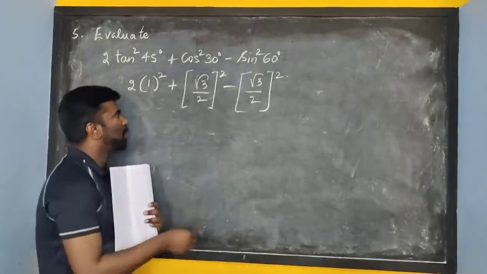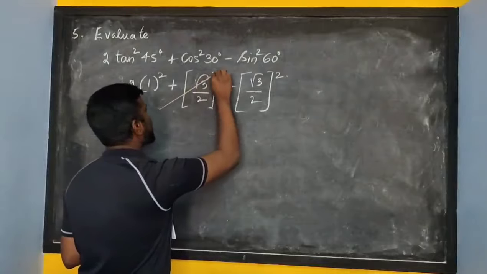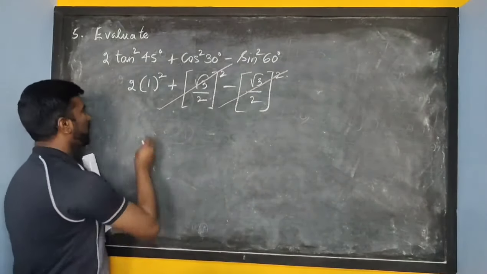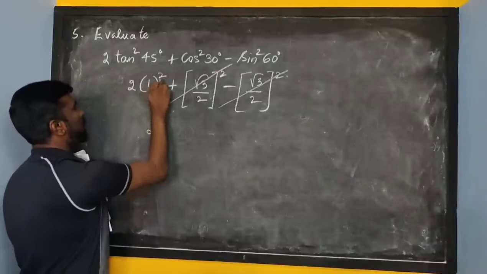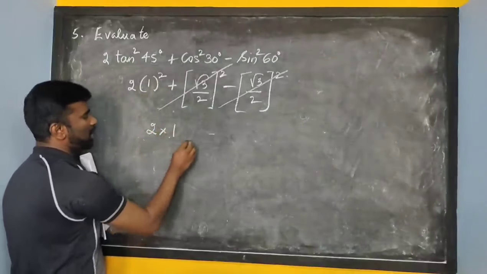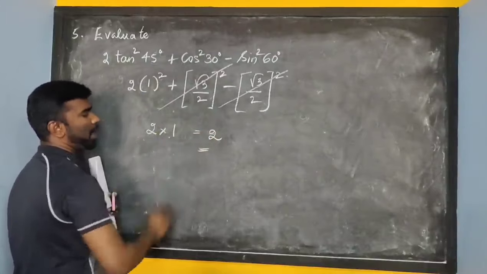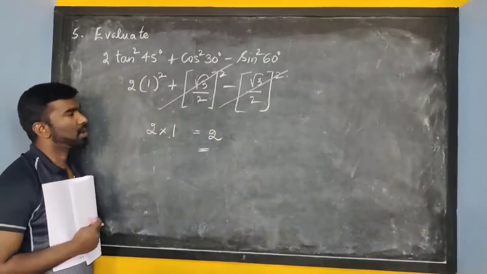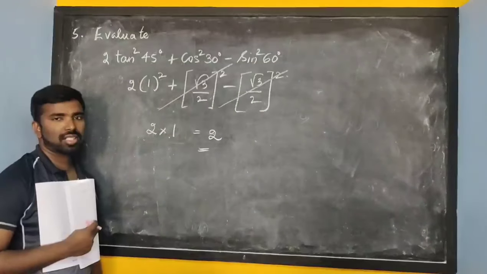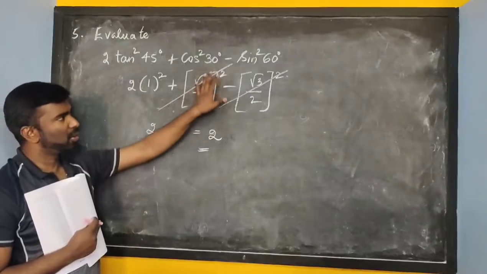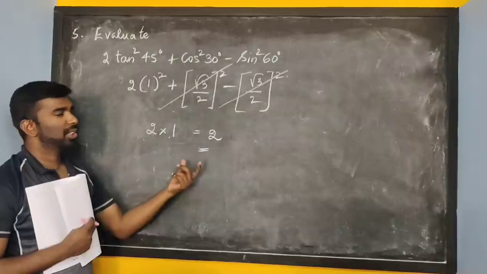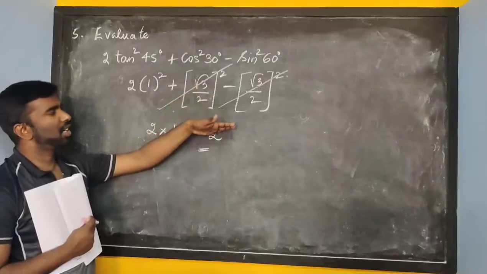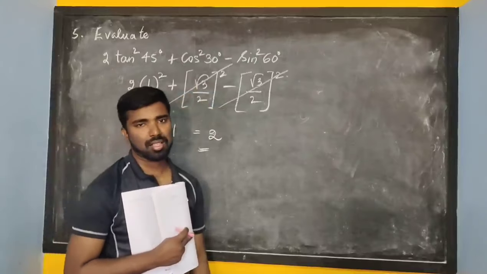Now very simple question. Plus root 3 by 2 whole square minus root 3 by 2 whole square cancels out. 1 square is 1, 2 ones are 2. This is the value of 2 tan square 45 degree plus cos square 30 degree minus sin square 60 degree. Just you need to substitute the values of standard angles, simplify, you will get the answer. At least if you substitute the values of the standard angles, you will get 1 mark.